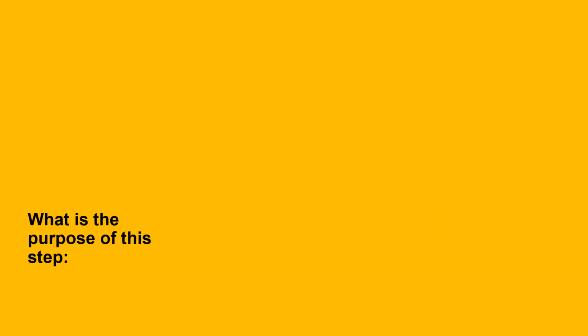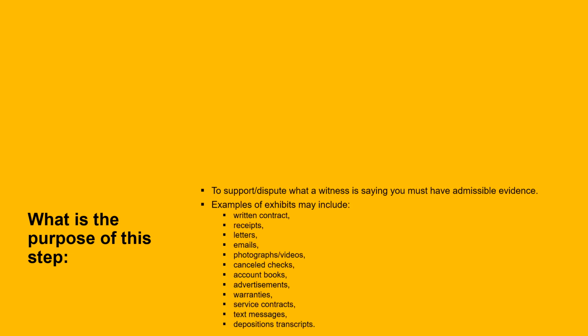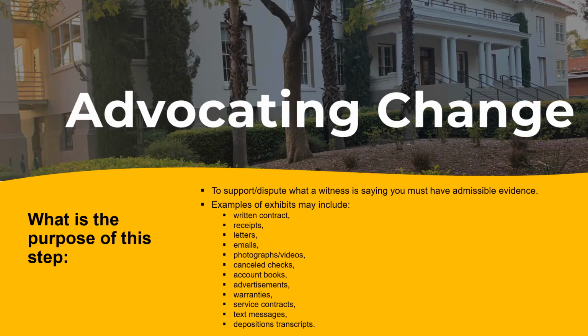What is the purpose of this step? The purpose of this step is to support or dispute what a witness is saying. You must have admissible evidence. There are rules about making sure your evidence is admissible, so make sure you know the rules of evidence when preparing your exhibits. Examples of exhibits may include a written contract, receipts, letters, emails, photographs or videos, canceled checks, account books, advertisements, warranties, service contracts, text messages, and deposition transcripts.